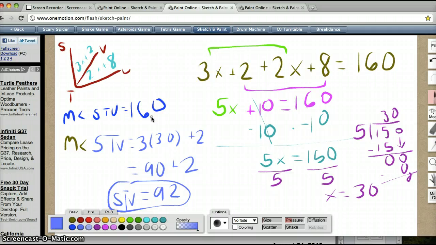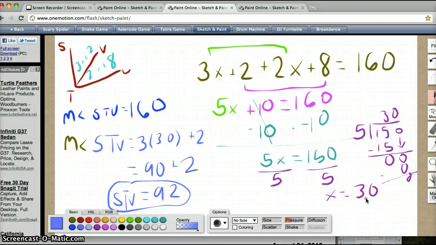So all we are going to do is set it up. 3x plus 2 plus 2x plus 8 is 160 degrees. Now we're going to combine like terms. So 3x plus 2x is 5x, and then 2 plus 8 is 10, and that equals 160 degrees. We're going to subtract 10 from both sides, and then we get 5x is 150, because 160 minus 10 is 150. We're going to divide both sides by 5 to find our x, and x is 30.